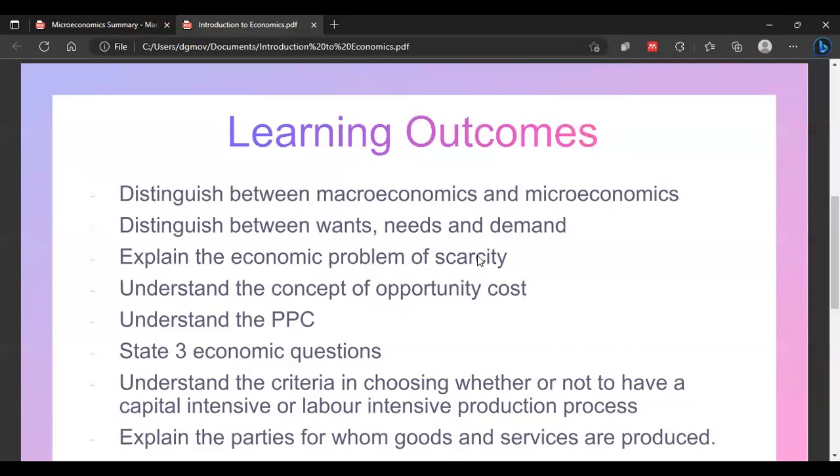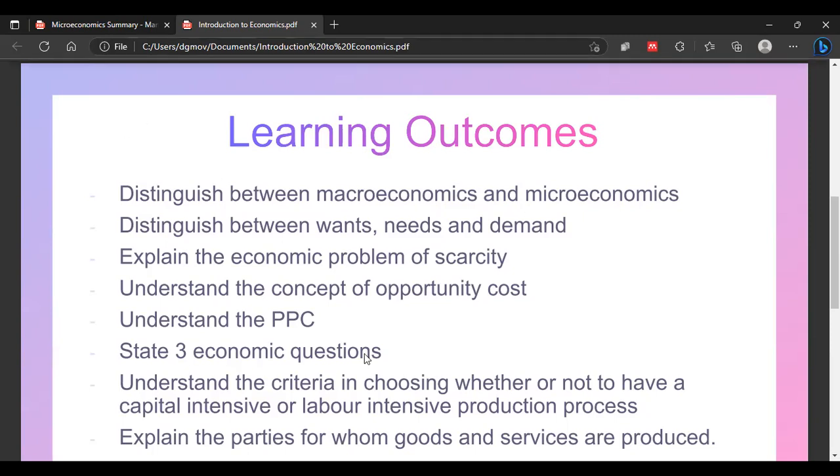Right, so if you have a look at the module guide, these are the things that you are expected to understand and explain. After going through Unit 1 and 2, you should be able to distinguish between macroeconomics and microeconomics, right? Macro and micro. You should be able to distinguish between needs, wants, and demand. And also, you should be able to easily explain this economic problem of scarcity, right? And also understand the concept of opportunity cost.